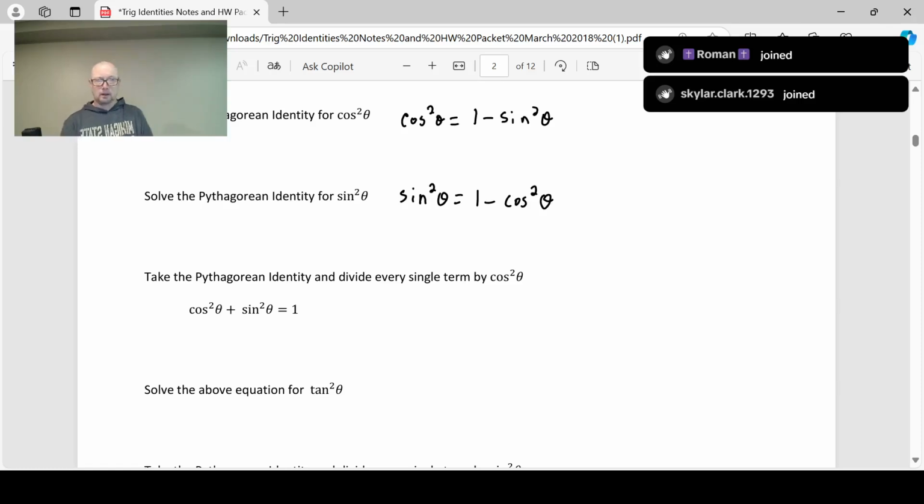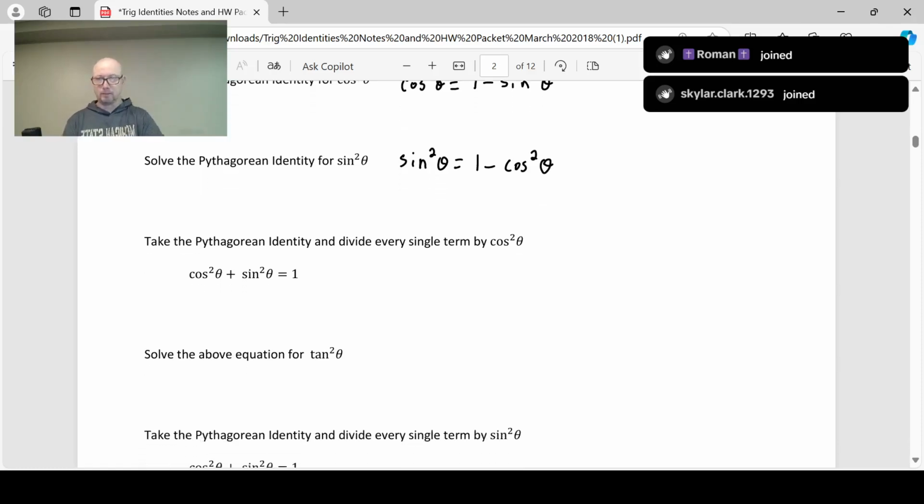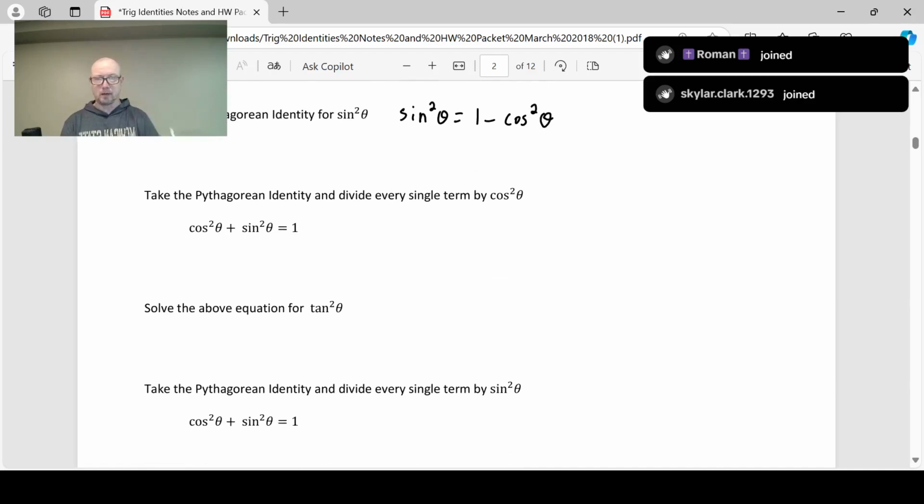Okay? So in this next part, we want to take the Pythagorean identity and divide every single term by cosine squared theta. So what would we do for this? Well, if we divide every single term by cosine squared theta, we're going to come up with some new Pythagorean identities that we can use.